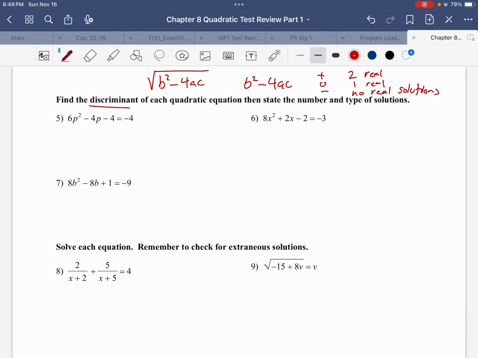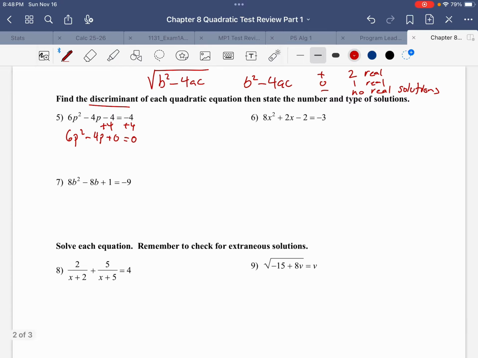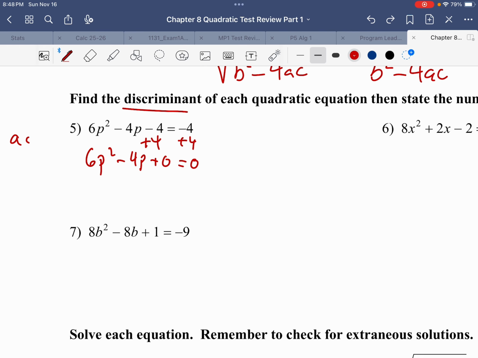Just like before, whenever we're working on these, it has to be with the quadratic equation set equal to 0. So I need to add 4 on both sides. I get 6p squared minus 4p. I'm going to put plus 0. You don't have to put plus 0, but it'll help me know that a is 6. Here, sorry, let me zoom in. A equals 6, b equals negative 4, and c equals 0.